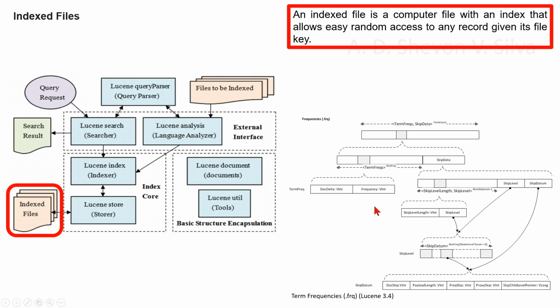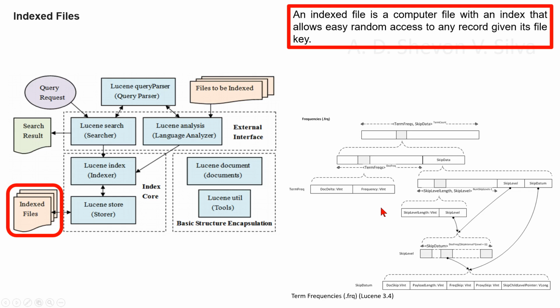Here's how it is calculated. In order to save space, Lucene does not store the doc IDs as is. Instead, it calculates the delta. Doc ID delta equals 7 and frequency equals 1. Then doc ID delta equals 4 (11 minus 7), and frequency equals 3.